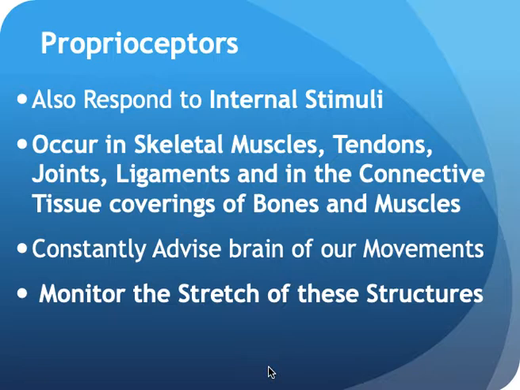Proprioceptors, again, we've mentioned a little bit. They're also going to respond to internal stimuli, but it's mostly positions and what's going on with your skeletal muscles, tendons, joints, ligaments, connective tissue coverings, your bones, your muscles. What they're going to do is advise your body of your movements all the time and what positions your body and your joints are in. So they're monitoring the stretch in all these tissues or structures. They help you keep your balance and know exactly what muscles need to be turned off and what you need to be doing to maintain these positions. They're also going to let you know if your joints are getting into positions that might put you in a little bit of danger.